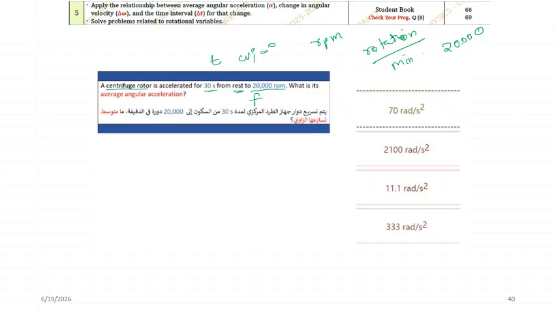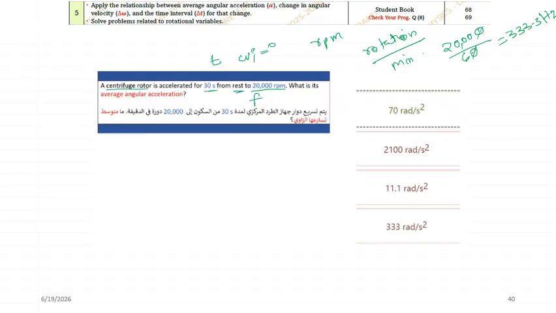20,000 rotation per minute. To convert 20,000 rotation per minute into rotation per second, how do you do it? This minute you will be converting into seconds. So it will be 20,000 divided by 60. What is 20,000 divided by 60? It will be equal to 333.3 hertz. So rotation per minute you should convert into rotation per second.